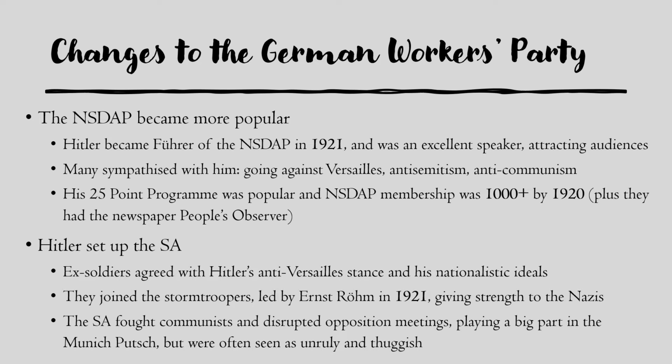So the SA did a variety of different things. They fought communists, they disrupted the opposition meetings, they played a huge part in the Munich Putsch, as we'll see on the next slides, but many middle-class voters saw them as unruly and a bit thuggish.